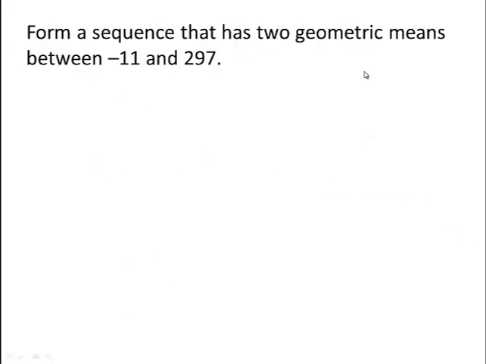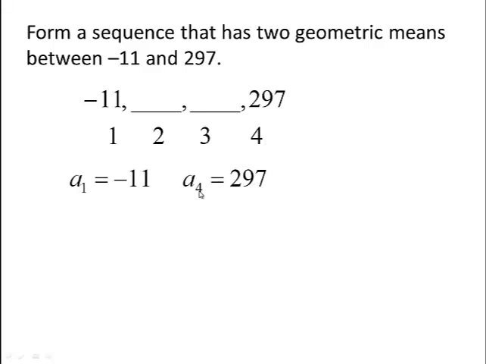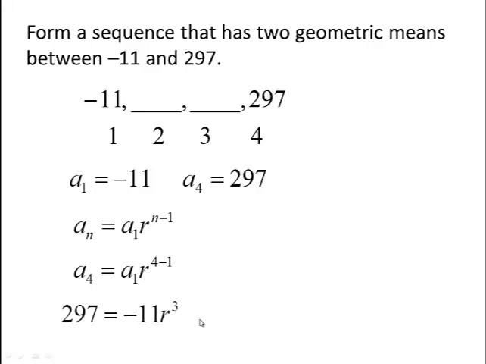Now let's go to geometric means. We're going to find two geometric means between here. And I know that's the first one, and that's this fourth one. And I can use this formula here to find R. And this is the fourth term, first term. That means R to the 4 minus 1.